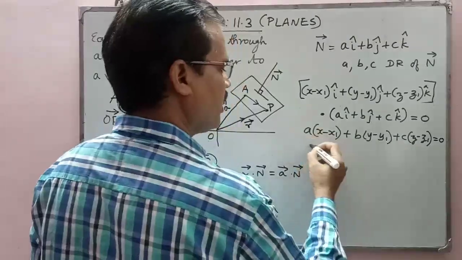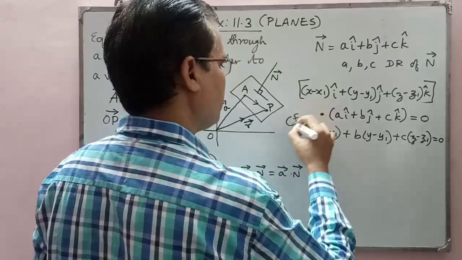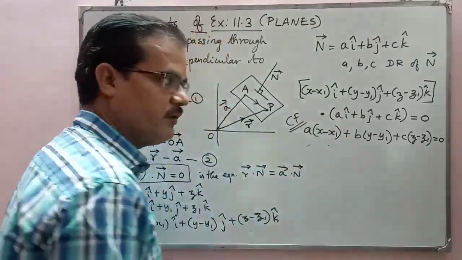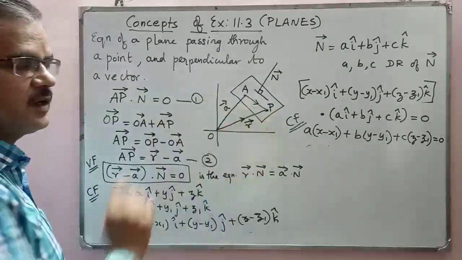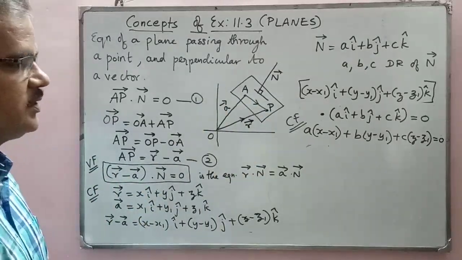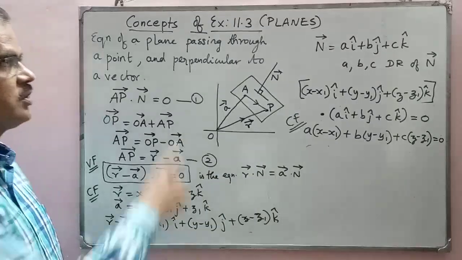This is the Cartesian form of the equation of a plane passing through a point and perpendicular to a vector. As I told you, when you know the vector form, when you substitute, you will get the Cartesian form. So it is easy to remember. This is how we got the equation of a plane.